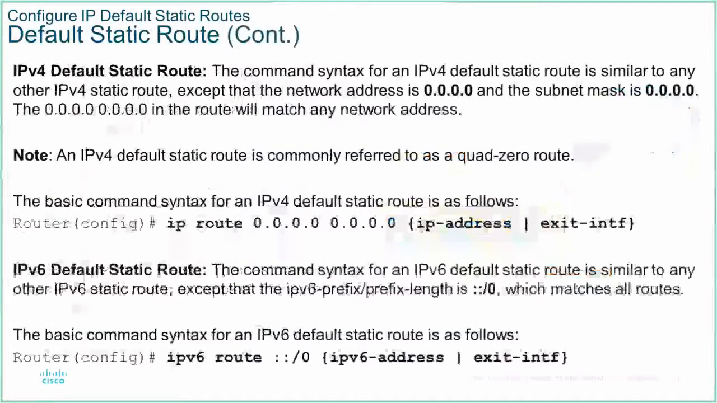So what makes this default route a special one? Well, it's the quad 0. In other words, it's the one that doesn't match any bits. So its default route is IP route, quad 0, quad 0, and then the next hop address information. So this makes your default candidate route.